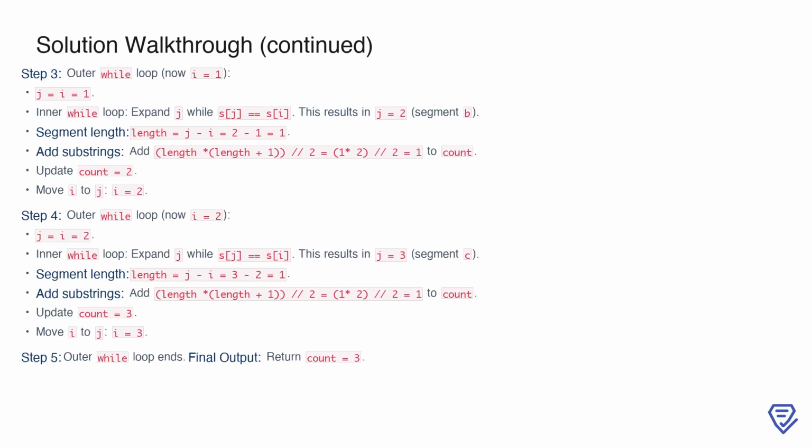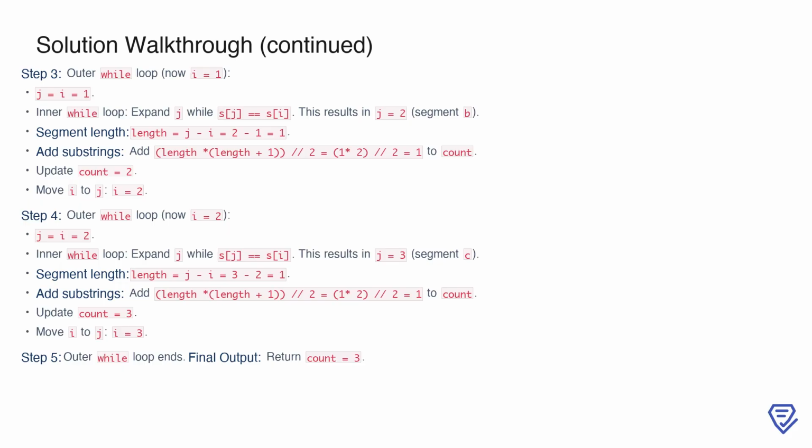Now, with I set to 1, we process the next segment in the string s equals abc. Setting j equal to I, the inner while loop expands j as long as the characters at j and I are the same. For this segment, consisting of a single b, j advances to 2. The length of the segment is calculated as j minus i, which equals 1. Using the formula length * (length + 1) / 2, the number of substrings is calculated as 1. Adding this to count, we update it to 2. Moving I to j, we set I to 2.